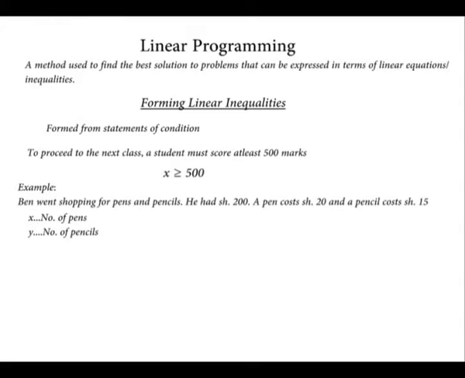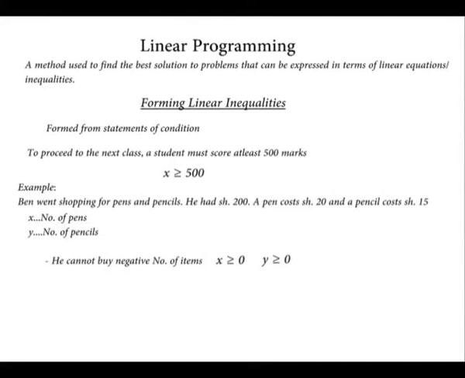The first thing to note is that Ben cannot buy a negative number of items. So the first inequalities are x is greater or equal to 0 and y is greater or equal to 0. This means that either he buys something or nothing, but he can't buy a negative, though he can choose to buy nothing, that is 0.